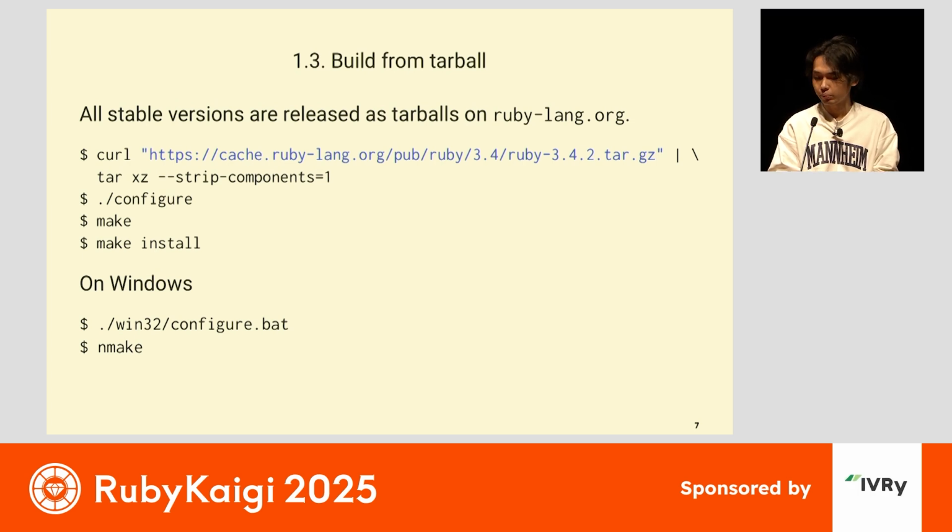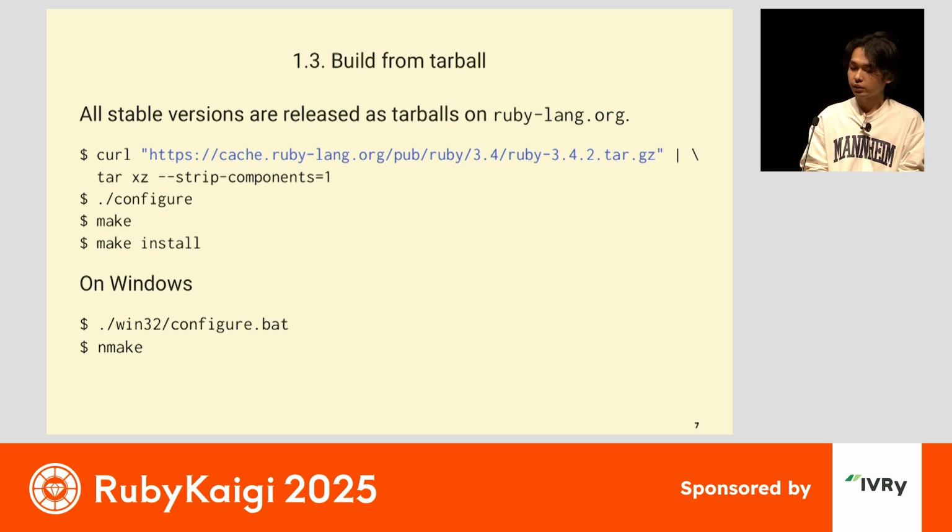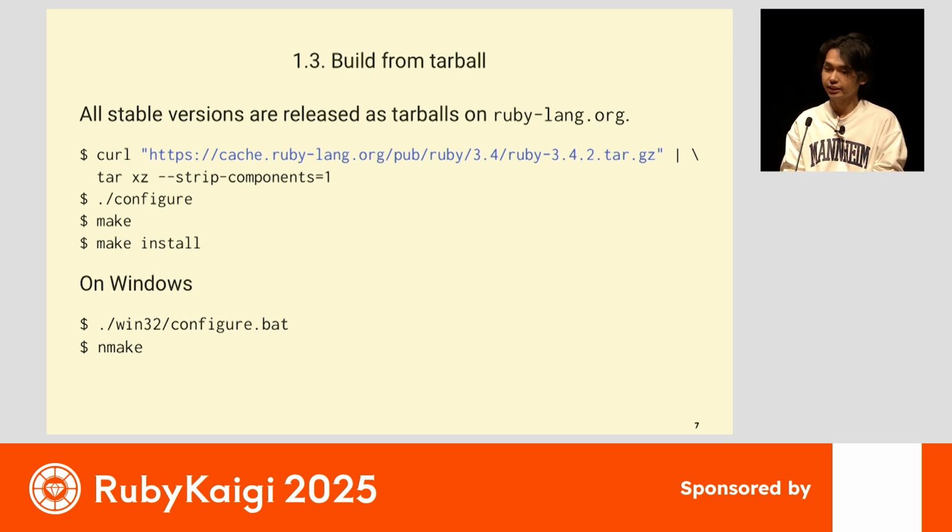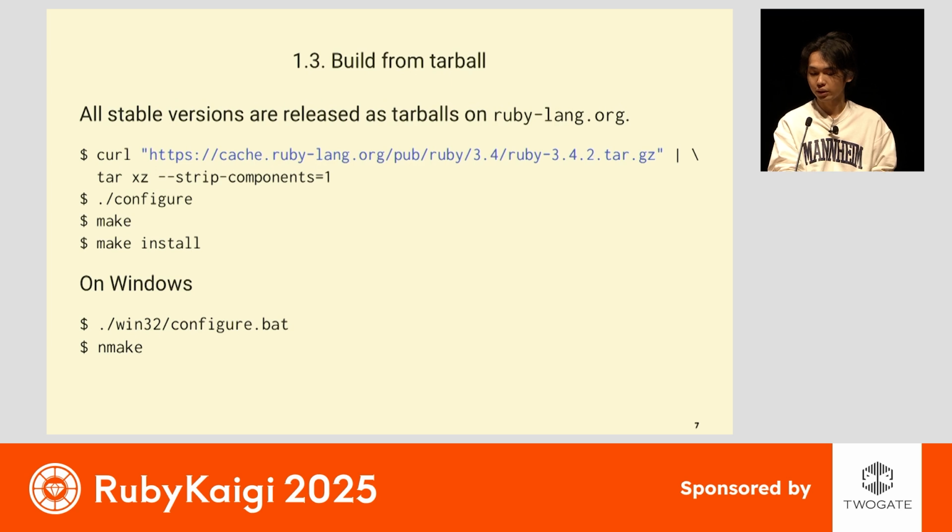This is the basic build process that all version managers wrap around. It's quite straightforward. Download a tarball from ruby-lang.org, then run configure and make. That's it. The configure script checks your system and generates the necessary build files. Then make builds the interpreter and extensions. And finally, make install puts everything in the right place. On Windows, the process is slightly different, using configure.bat and nmake instead.